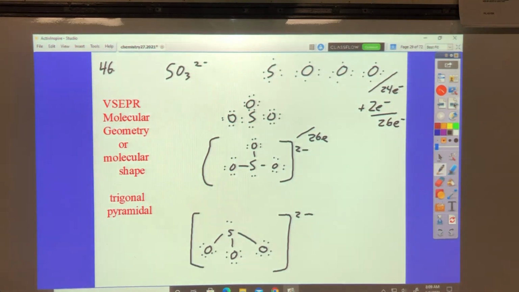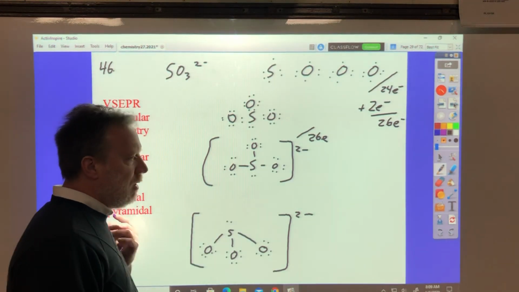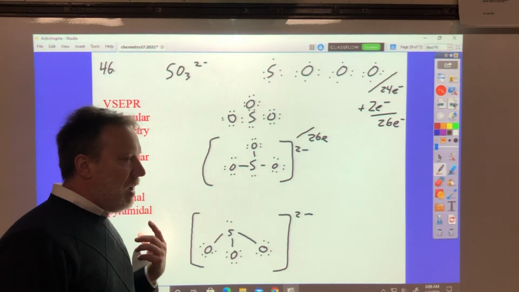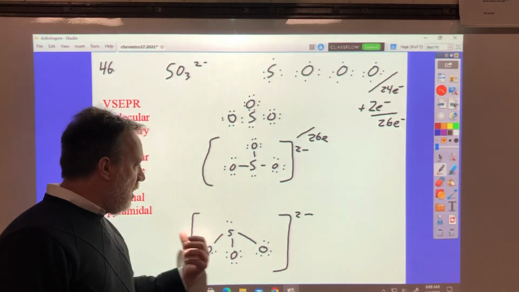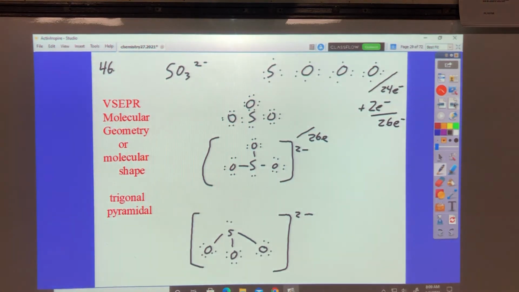I often say triangular pyramidal because that's what I talked about for 25 years, actually probably close to 40 years. Different books will use a little bit different terminology.